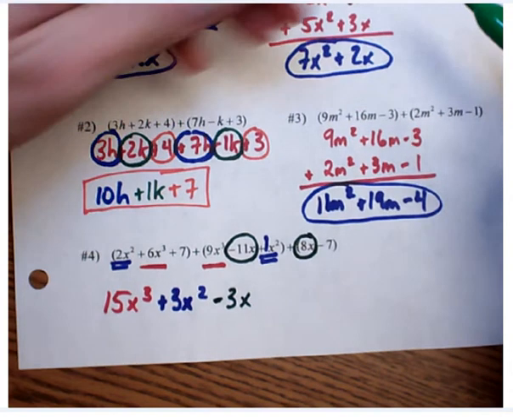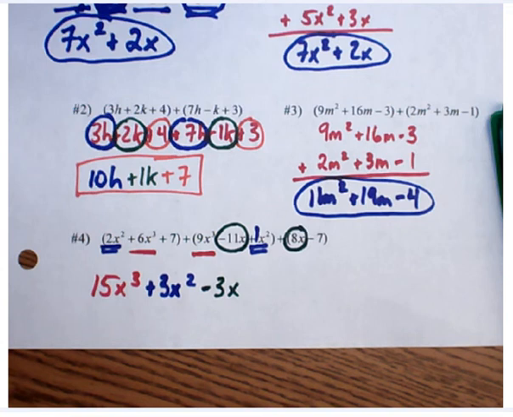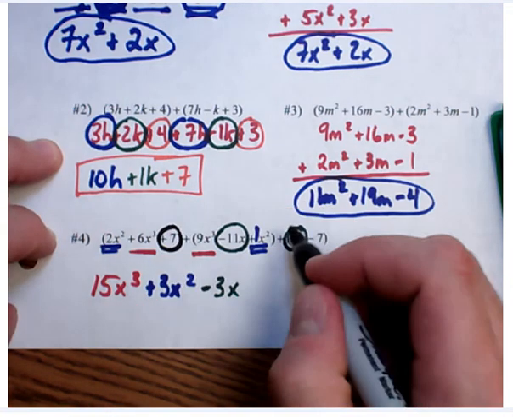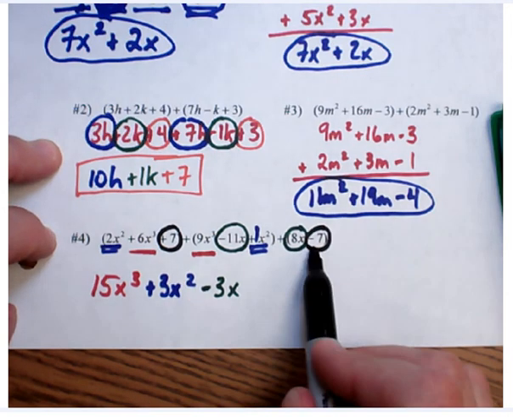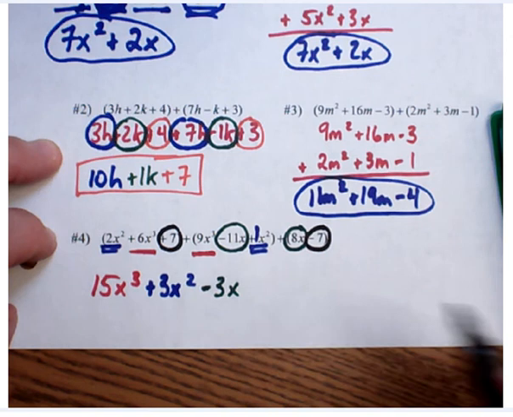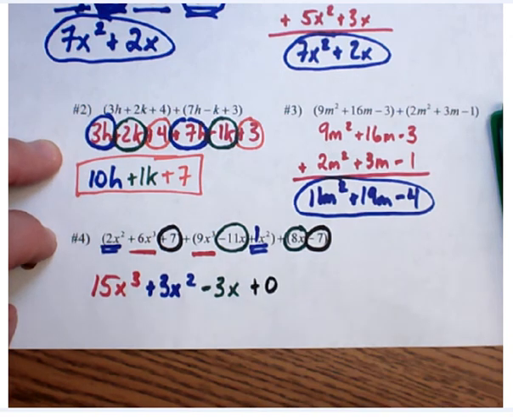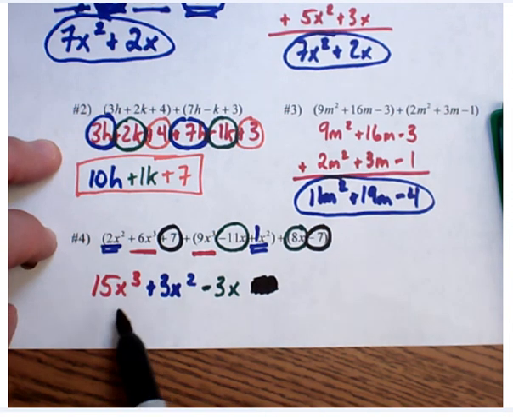And then the last one, we have positive 7, and we also have negative 7. Now, 7 plus negative 7, or 7 minus 7, is just 0. So we could put a plus 0 here, but we really don't need it. So I'm just going to cross that out. I'm going to erase that. And here's my answer. This is good.